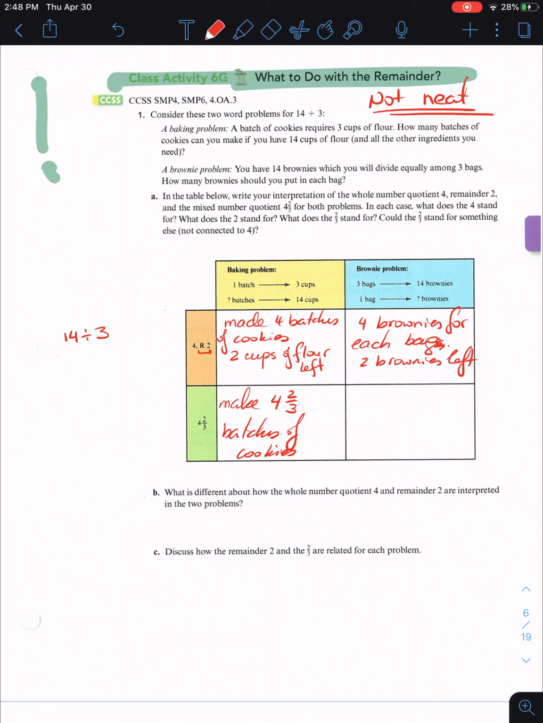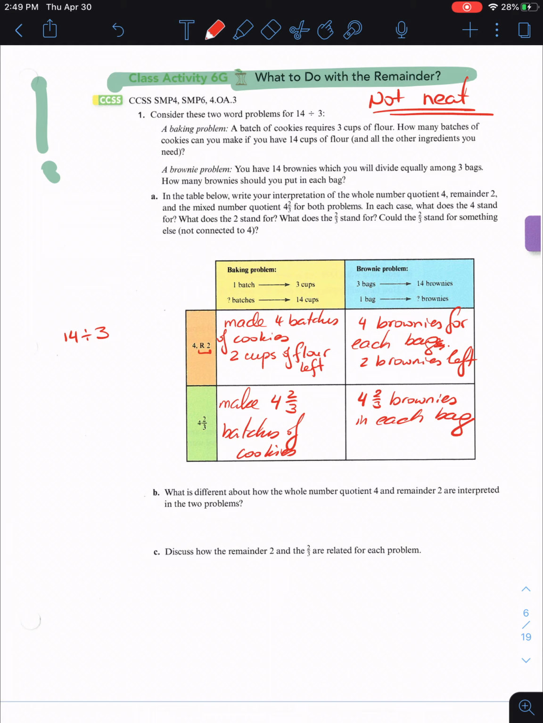Or you might say, well, I need to put them all in bags because otherwise they'll dry up. Then you could say, I'm going to put 4 2/3 brownies in each bag. You have to cut up the brownies. So there's a different interpretation for these remainders. What is different about how the whole number quotient 4 and remainder 2 are interpreted in the 2 problems? I think we've talked about that. And now discuss how the remainder 2 and 2/3 are related to each problem. I think we've talked about that as well.